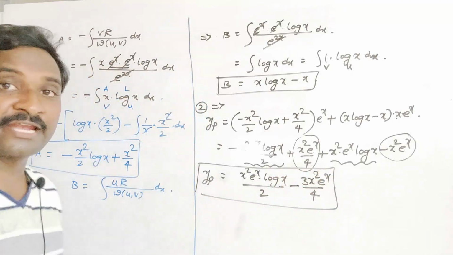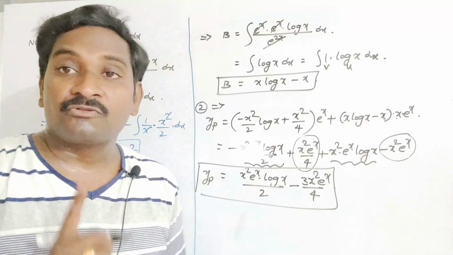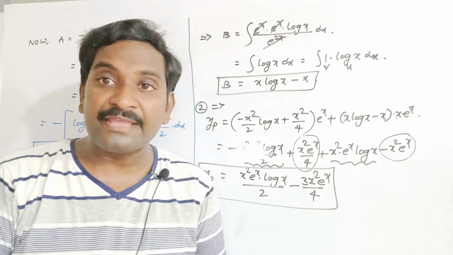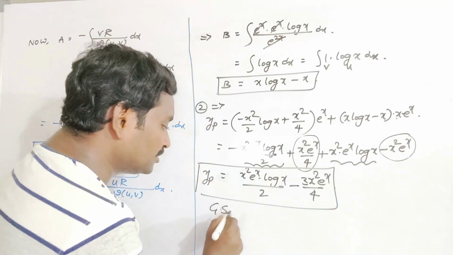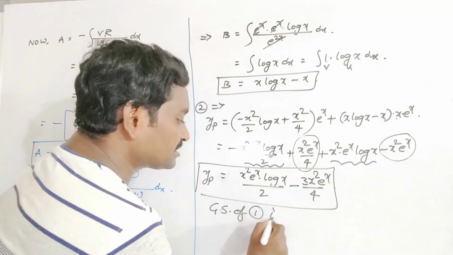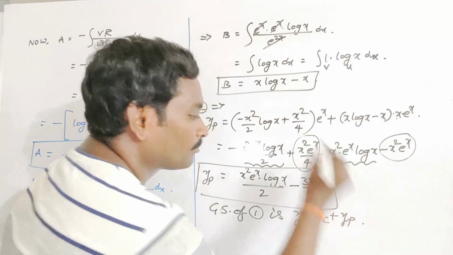And don't forget an important thing, at the climax of this problem you should write the general solution, which is given by y is equal to yc plus yp. Don't forget it. The general solution of the given equation is y is equal to yc plus yp.